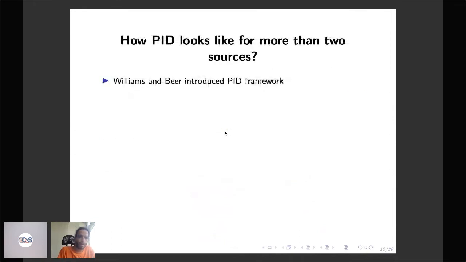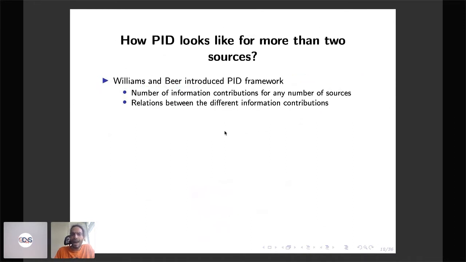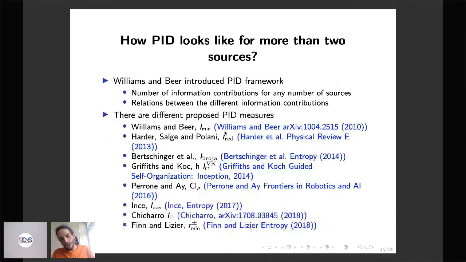And then there is the seminal work of Williams and Beer, in which they introduced a PID framework. The idea was, okay, we know how it looks for two sources, and what they did is that they generalized this to any number of sources. We can know the number of information contributions, and they also figured out the relations between these different information contributions and how they decompose the mutual information. And there is a long list of literature of different measures. Williams and Beer defined a measure, and there are other measures which have been defined. Today we are going to define a new measure, which we think is very useful, at least for neuroscience, and it's very intuitive to look at.